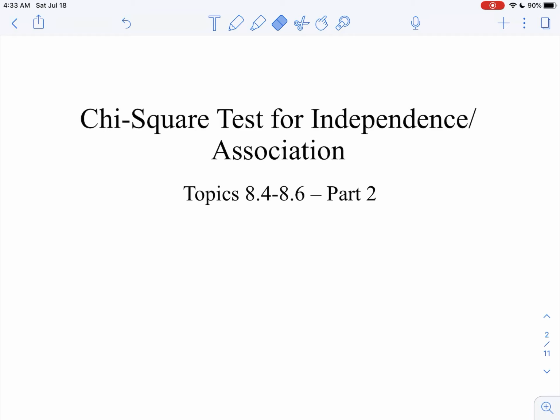Okay, so we are talking about the chi-square test for independence or association instead of goodness of fit or homogeneity. This is the same test. You can call it either one, chi-square test for independence or chi-square test for association, and I usually just decide based on what the wording of the question is.